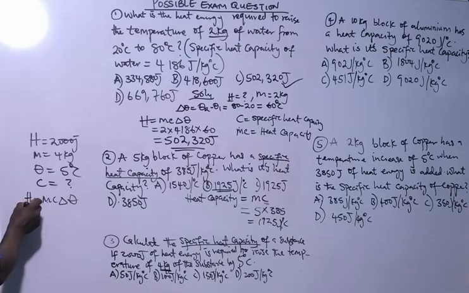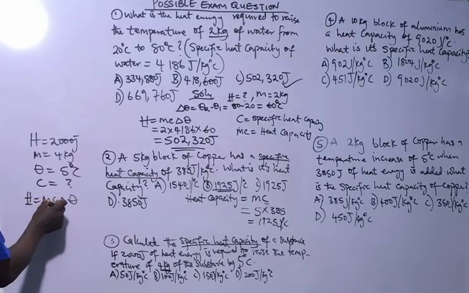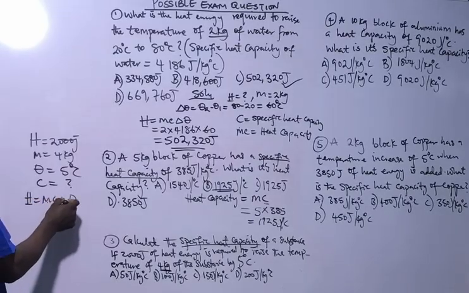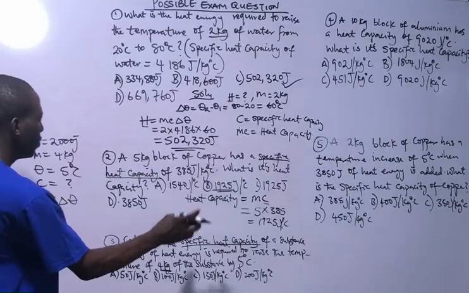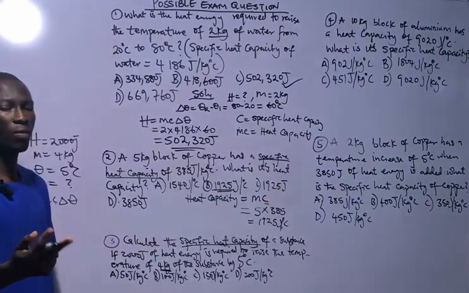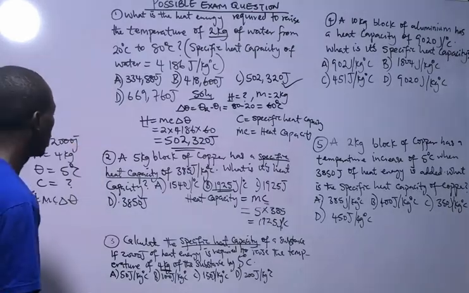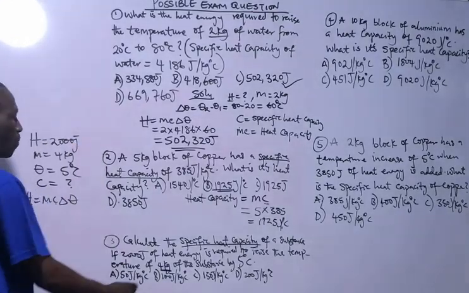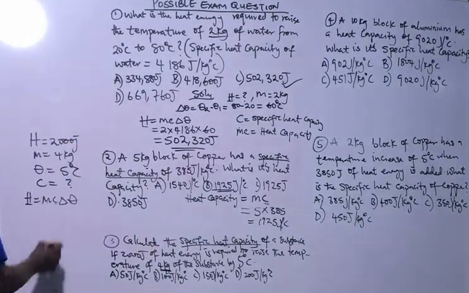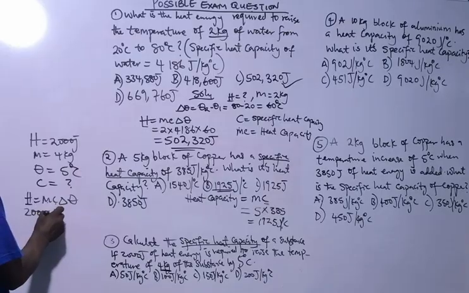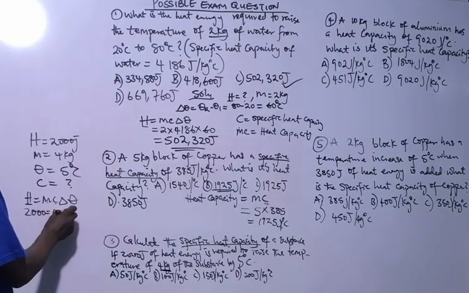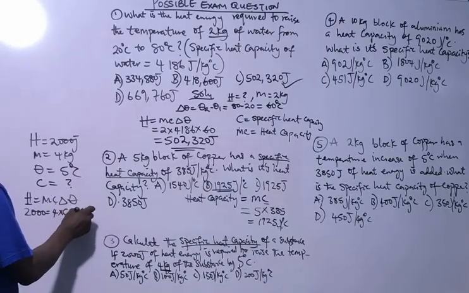Where H is the heat energy, m is the mass, C is the specific heat capacity, and delta theta is the change in temperature. But in the given question, there are no two given temperatures, just one temperature. That means the given temperature is 5 degrees Celsius. So inputting the given values, we have H, which is 2000, and then our mass, which is 4, times C, the specific heat capacity, times 5.